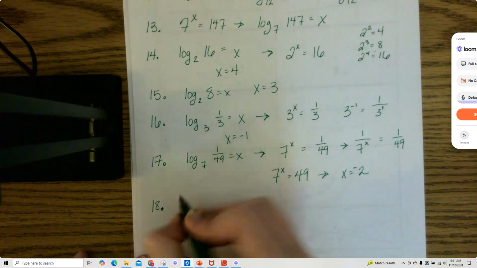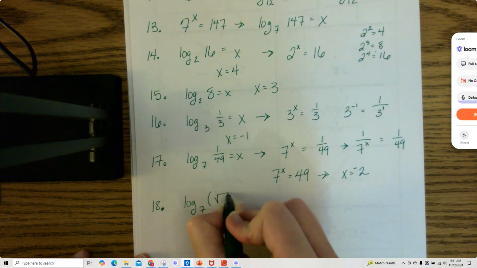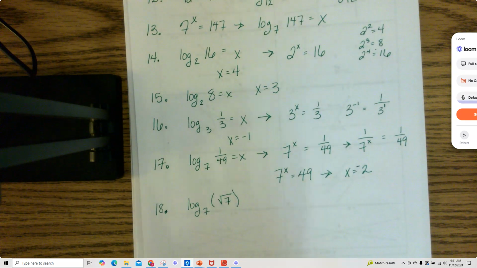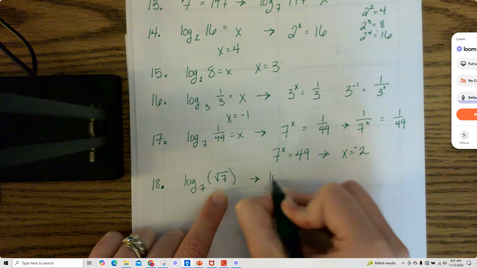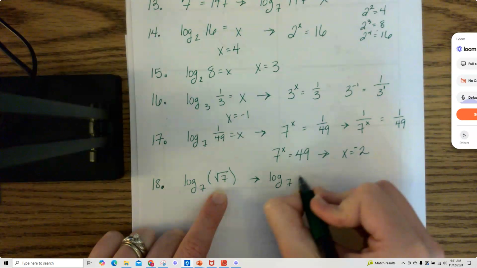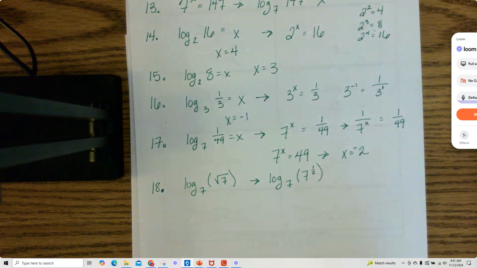Anyways, log base 7 of the square root of 7. Just so y'all know, a square root is a fraction. It's like 7 to the 1/2. A square root is raising it to the power of a half. Raising it to the power of a third is a cube root. Used to, we weren't able to cube root in the calculator, but you could raise it to a third. You could raise it to any power.